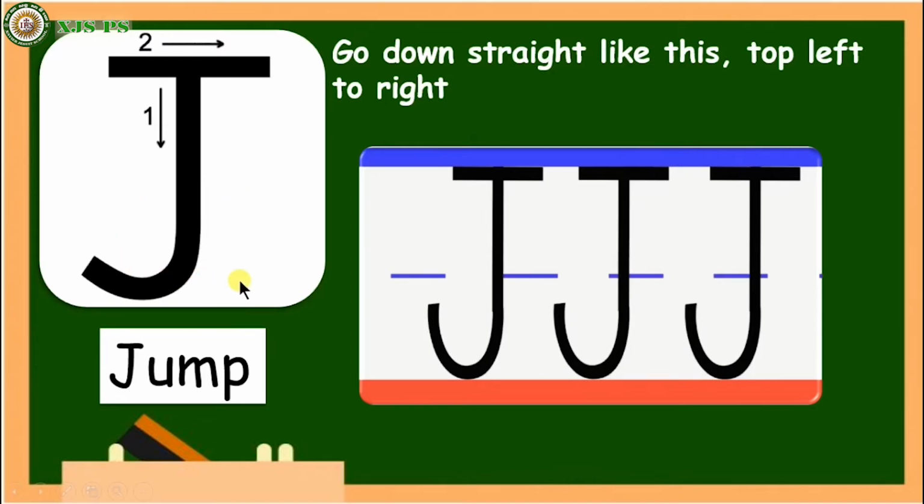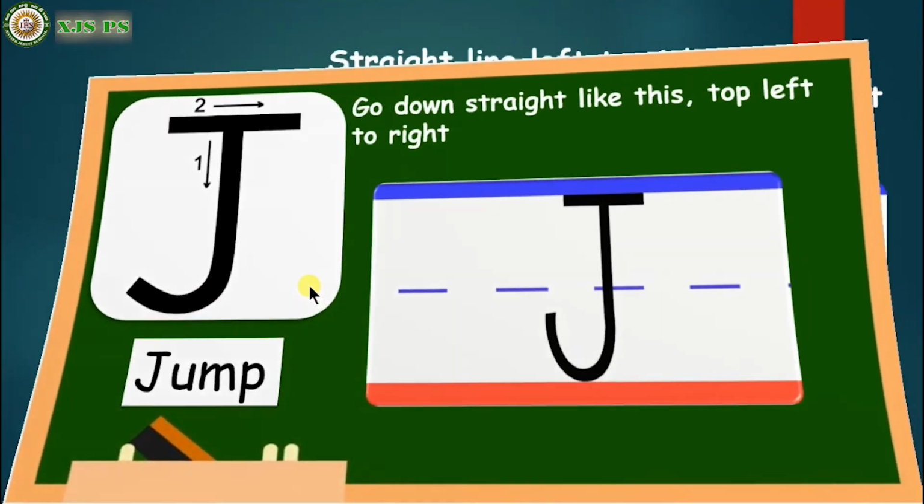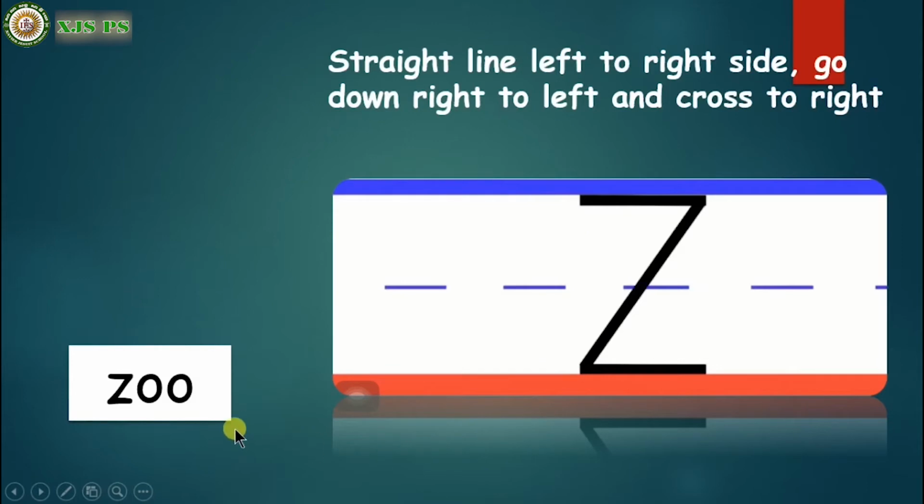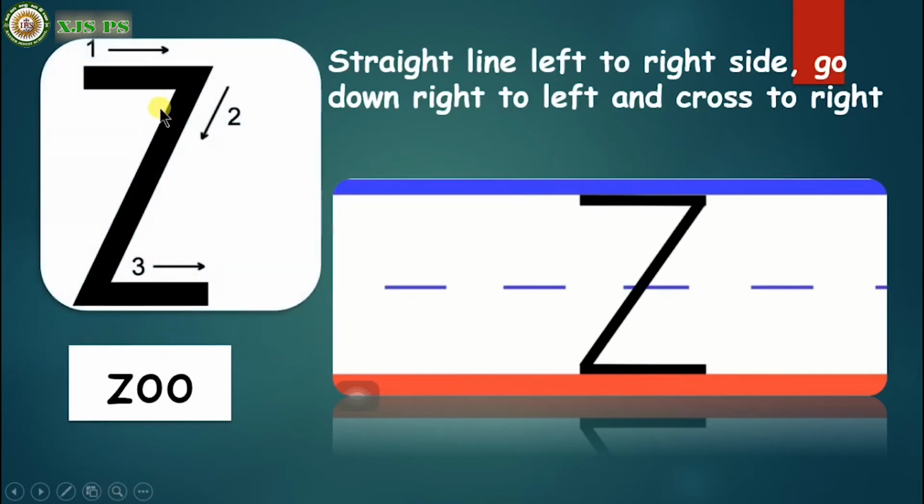Okay, let's move to the next letter. Okay, what letter is it? Yes, letter Z. Z for zoo. So now let's see the way we write letter Z all together. Okay, so we have three steps. First step is a straight line, left to right side, and go down, and then cross to the right.